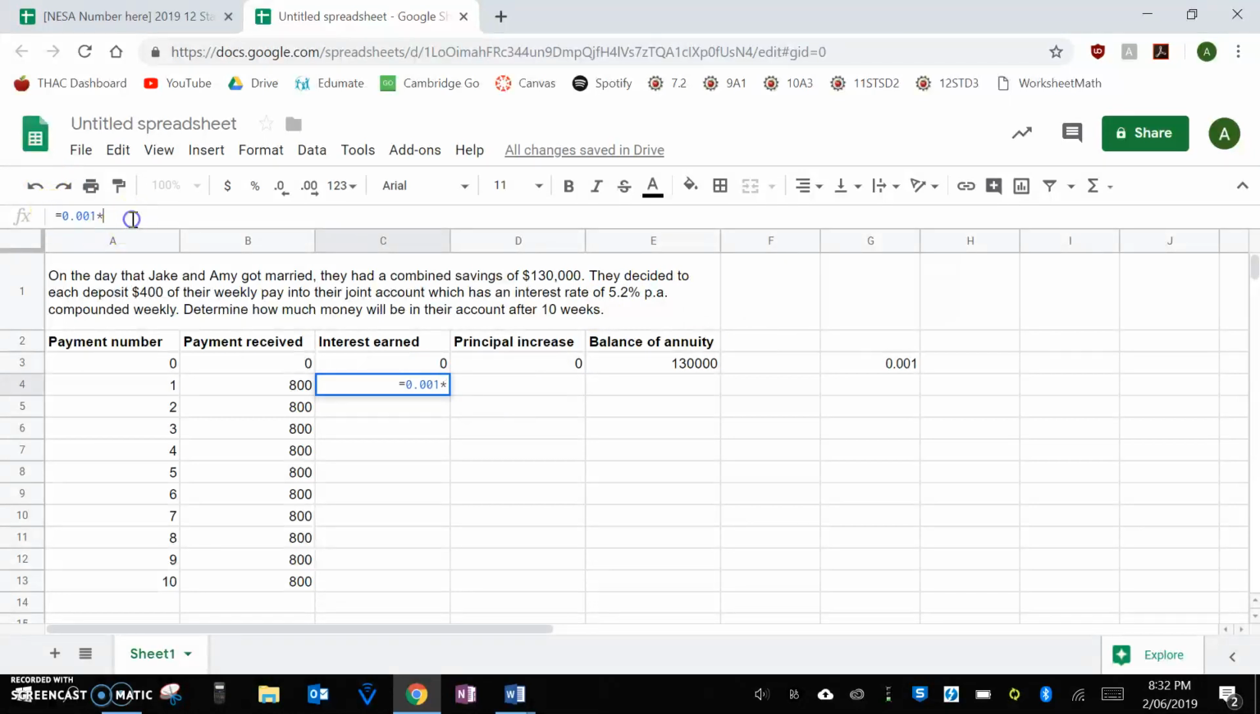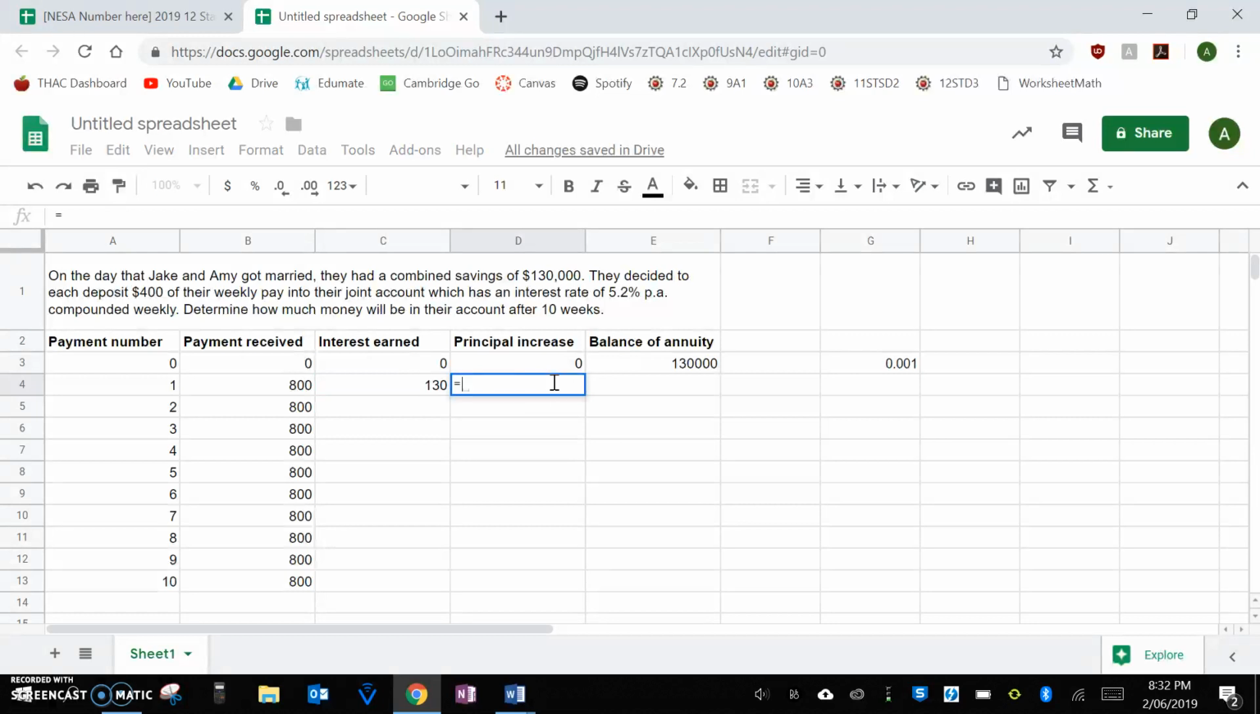Equals 0.001 times E3. Do not type 130,000. Click on that cell. Press enter. So after the first period, they will earn $130 of interest after the first week.